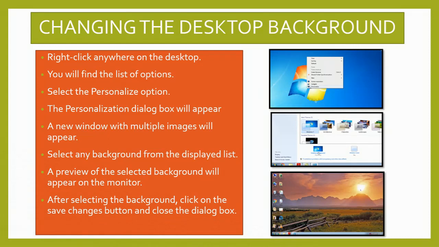Students, now let's learn how to change the desktop background. You enjoy working with Windows and it is user-friendly. You can change the appearance of the desktop background according to your choice in the following ways. Right-click anywhere on the desktop. You will find the list of options. Select the Personalize option. The Personalization dialog box will appear.